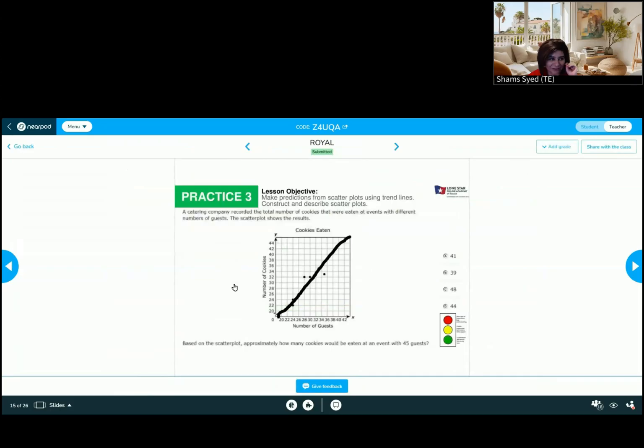Royal's slide is here. Royal's graph very clearly predicts for 44. Royal's graph is showing about 46 cookies. Royal, if I turn the mic over to you, do you want to talk about your slide? Very nice, good graph. Your trend line is really precise, Royal. Well done. Mic is all yours. Tell me, for 45 guests, what is going to be a good prediction?